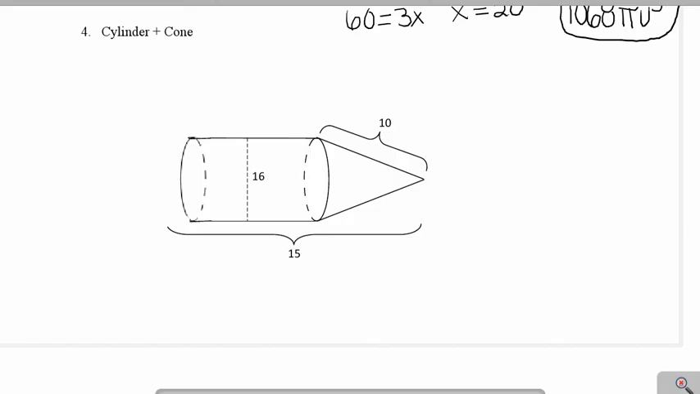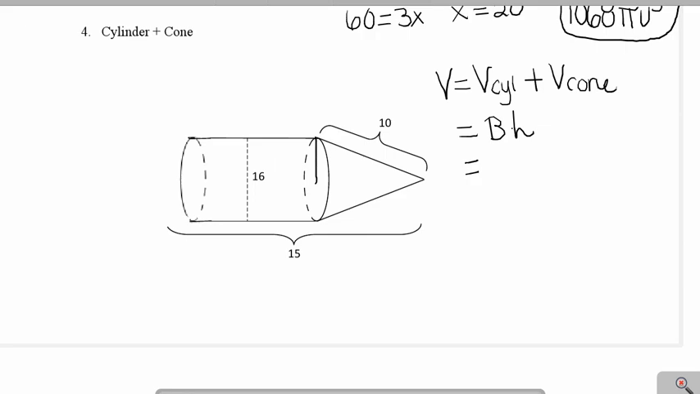So to find the volume of this figure, we're going to find the volume of the cylinder and we're going to add the volume of the cone. So the formula to calculate the volume of the cylinder is equal to the area of the base times the height. Now, I need to find the radius of the base before I can find this volume.